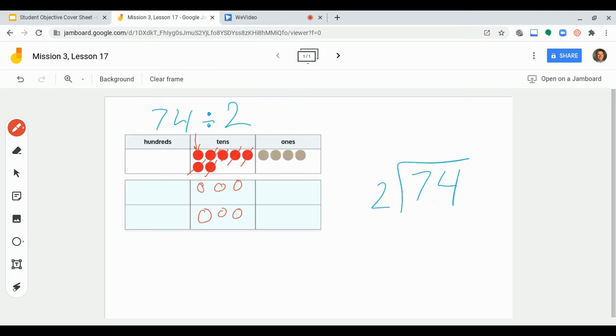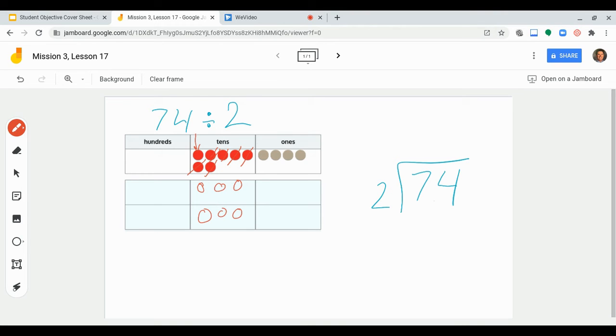I have this 1 left over. Can I divide that 1 amongst the 2 groups? I cannot. And some of you might say, well, you could split it in half. I can't do that. I cannot split that in half. So no, I cannot take that 1 and split it evenly amongst 2 groups because there's only 1. So what do I need to do?